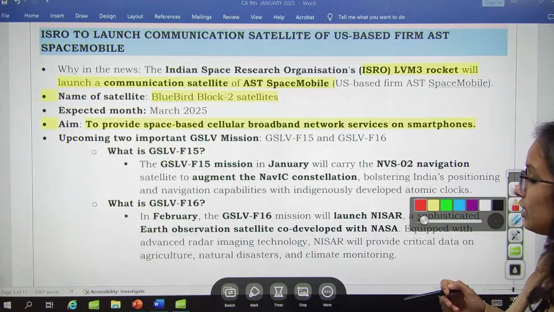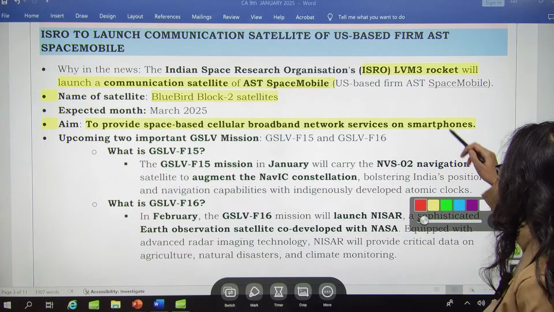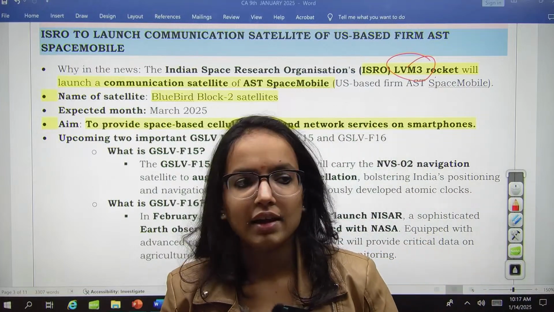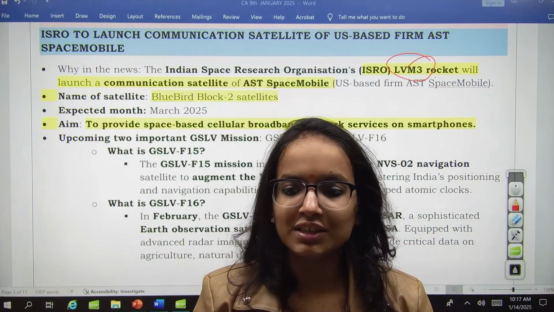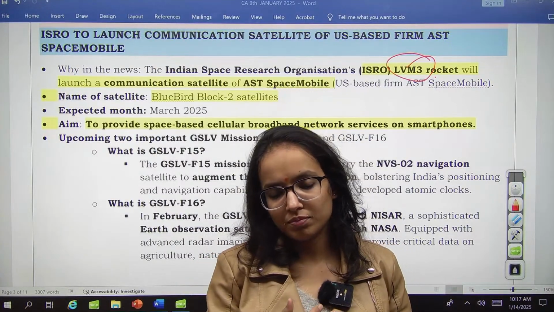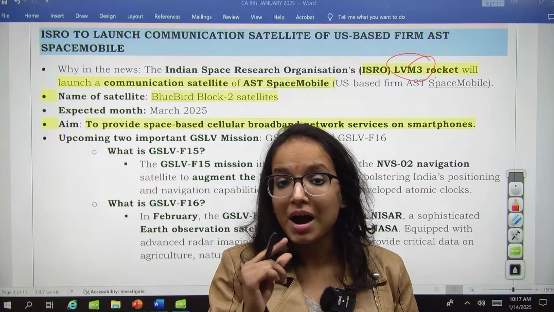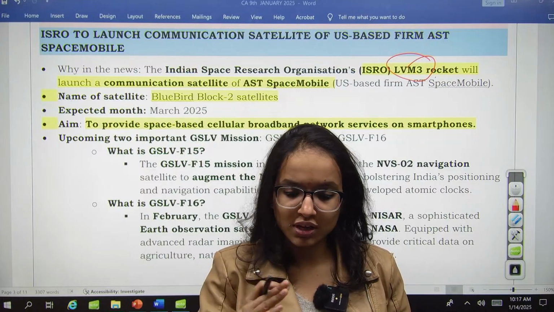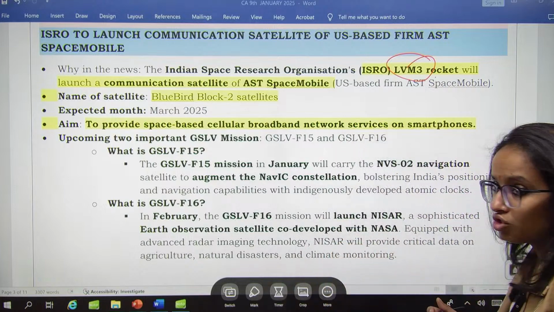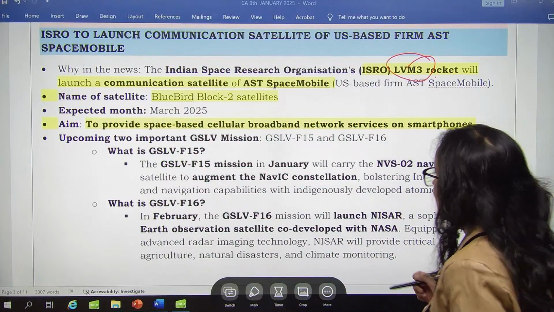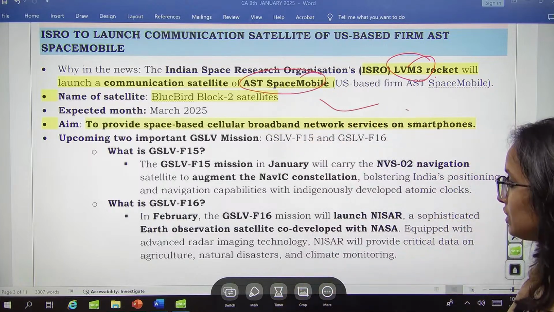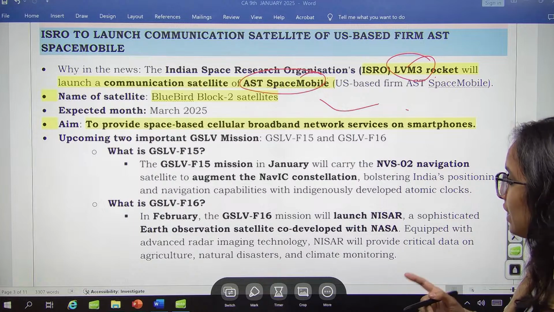So ISRO's LVM3 rocket. LVM3. What is this LVM3? LVM3 is the new name of the erstwhile GSLV Mark III. ठीक है, जो पहला हमारा the earlier launch vehicle GSLV Mark III, GSLV MK3, उसका नया वर्जन है LVM3, राइट. LVM3, it will launch a communication satellite of AST Space Mobile, which is a US based firm. उसकी communication satellite ये launch करेगा.